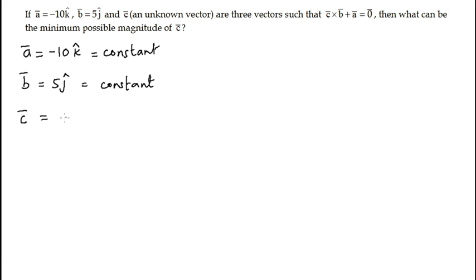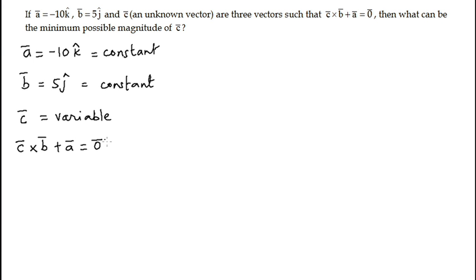Now the third vector, c bar, is a variable vector, and c bar must satisfy the equation, namely c bar cross b bar plus a bar equals 0 bar. Now the question asks us to find the minimum value of mod c bar which satisfies this particular equation.